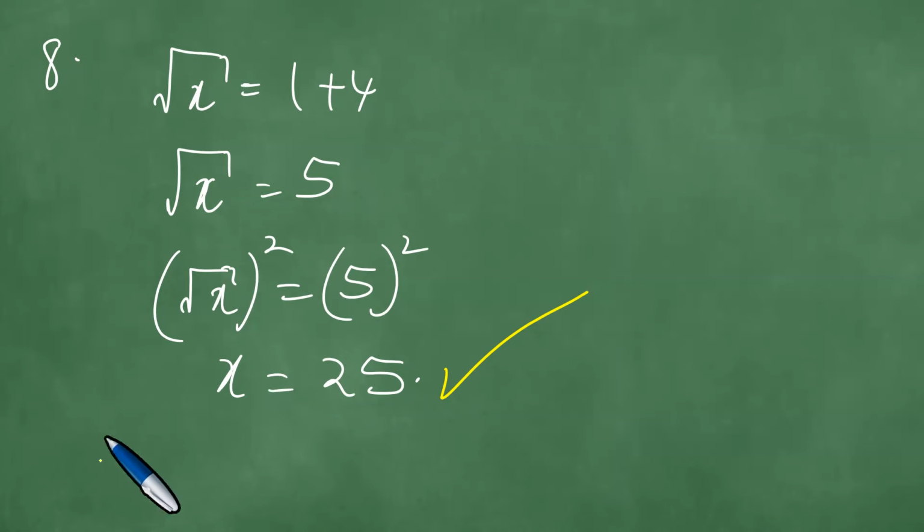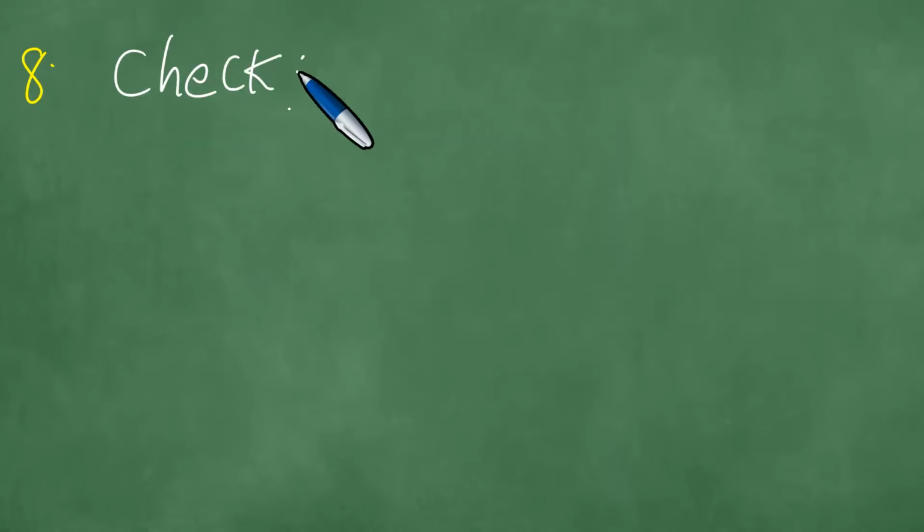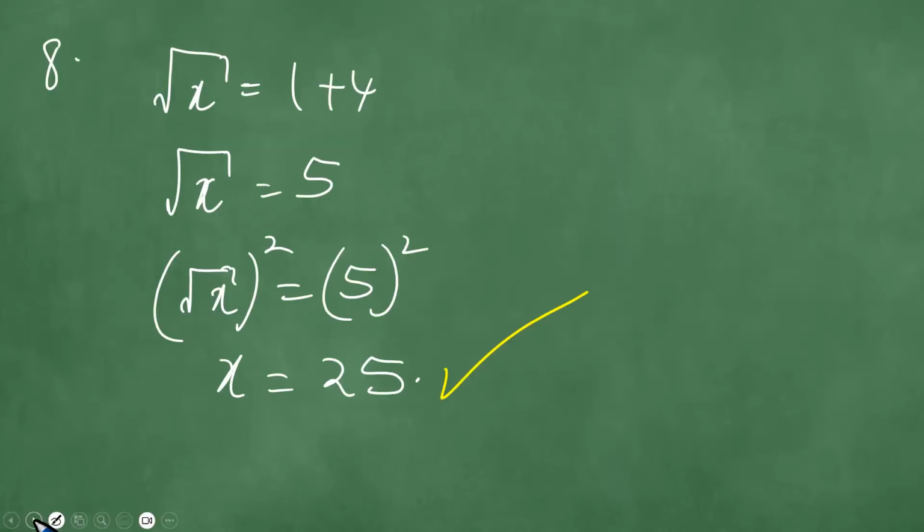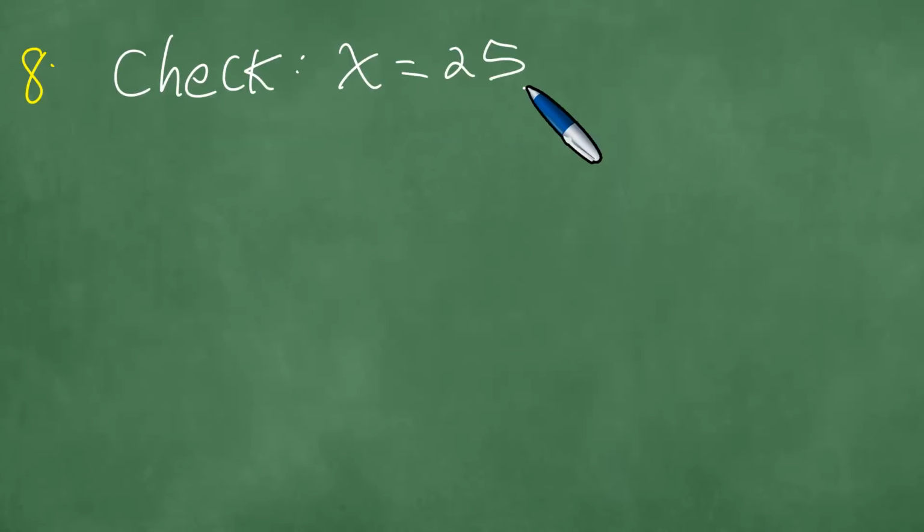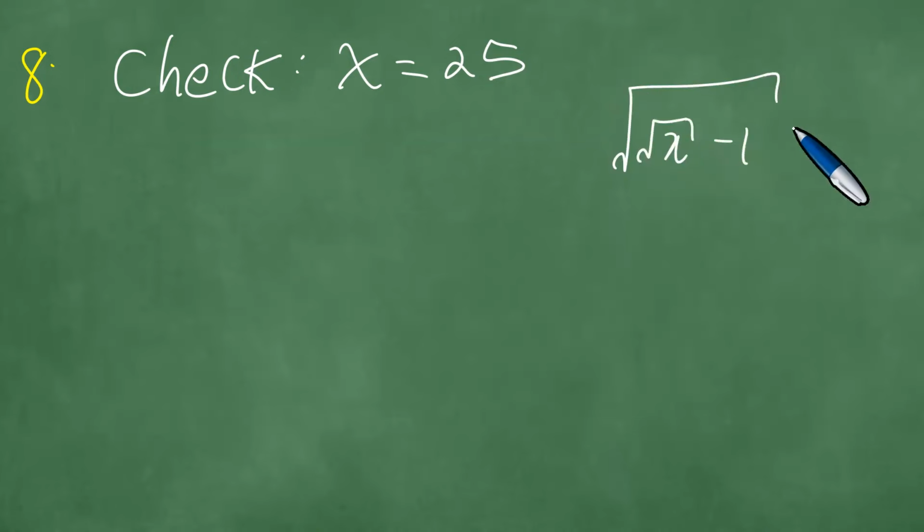But is this the correct answer? We check. So we need to check. In number 8, we perform a check because we did a lot of squaring there. So the actual problem itself: we're checking x equals 25, and what we have in here is the square root of x minus 1 is equal to 2.